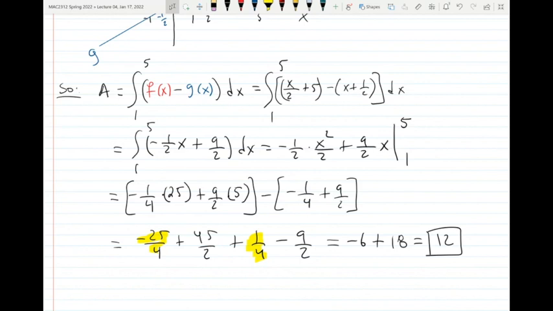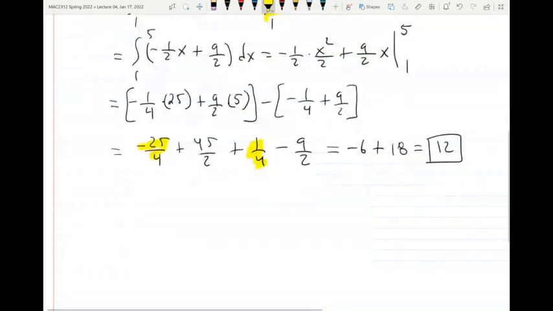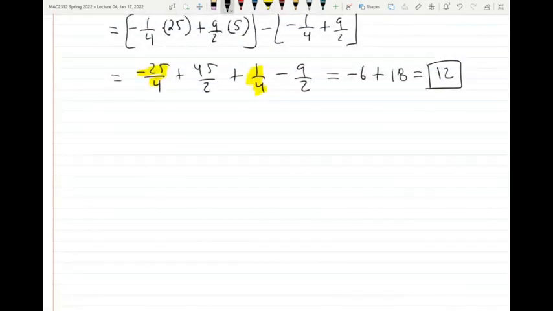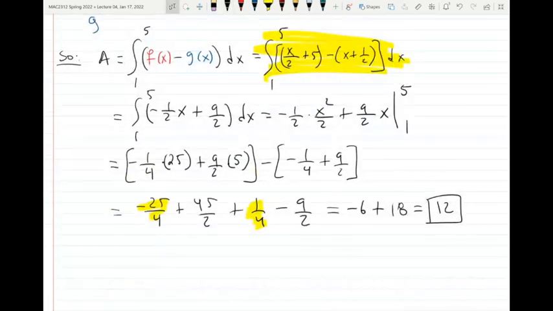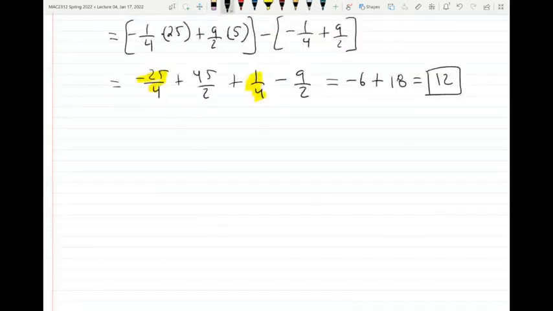But other than that, the really important part here is being able to set up the correct integral. Then after that it's just calculation, making sure that you get the correct number. Are we okay with this? All right. Any questions? No? All right, no questions on Blackboard. So let's move on.